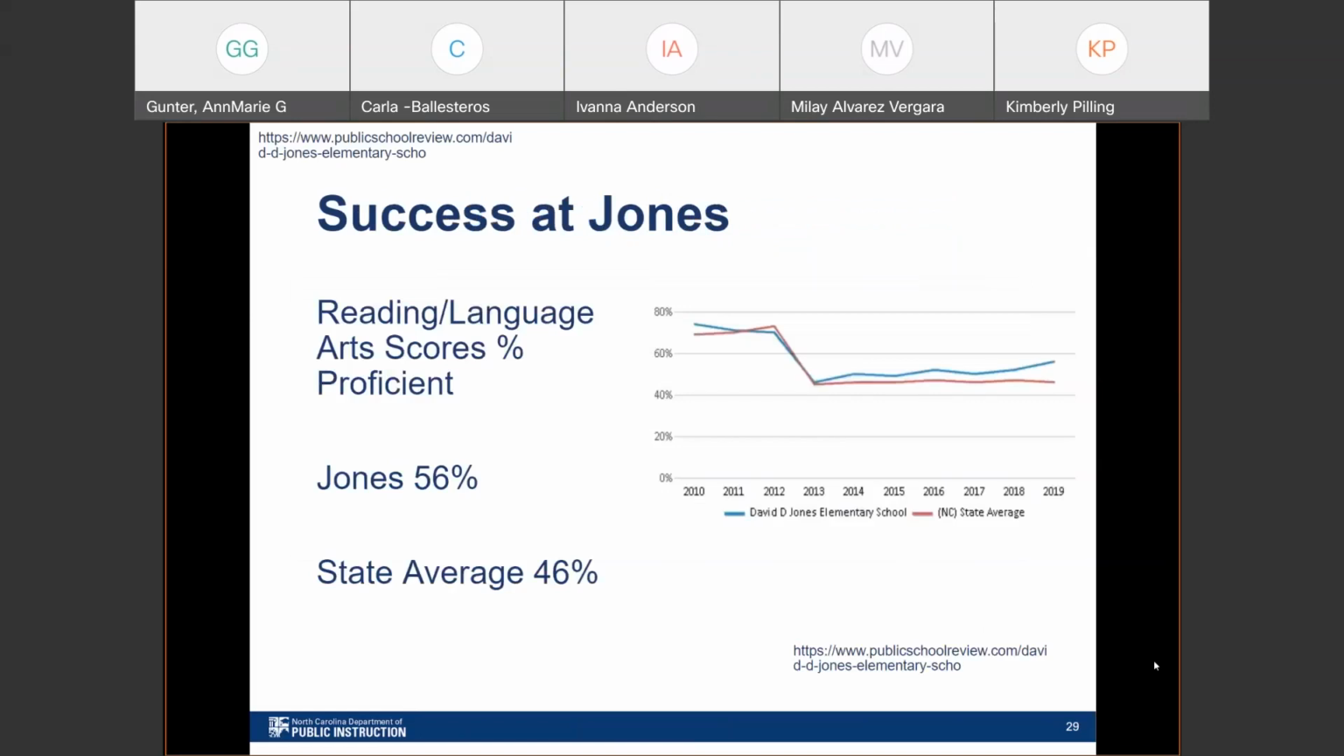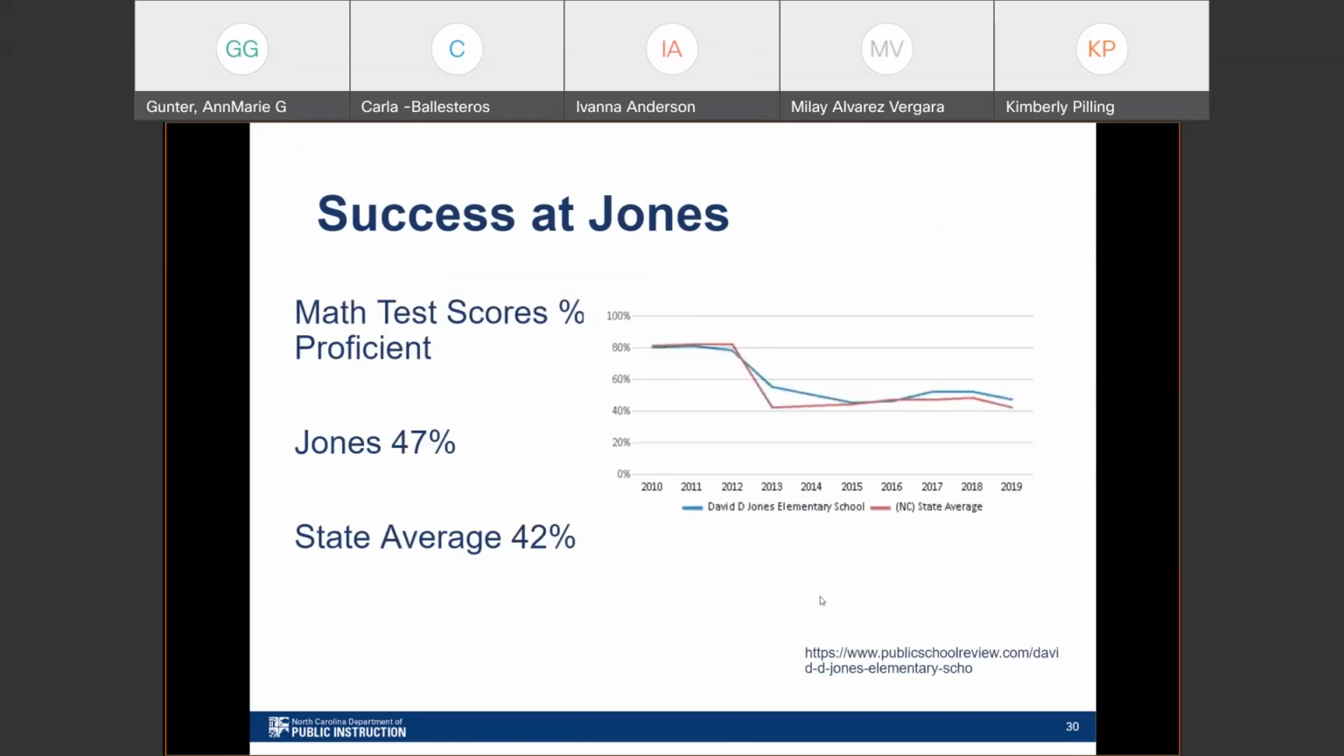So just to show some of the further success that we have seen in recent years at Jones, our reading and language arts scores are 56% of our kids there are proficient. And in the next slide, we will see that even math scores have gone up. Jones is ahead of the state average by about 5 percentage points in math test scores. And next slide, please.